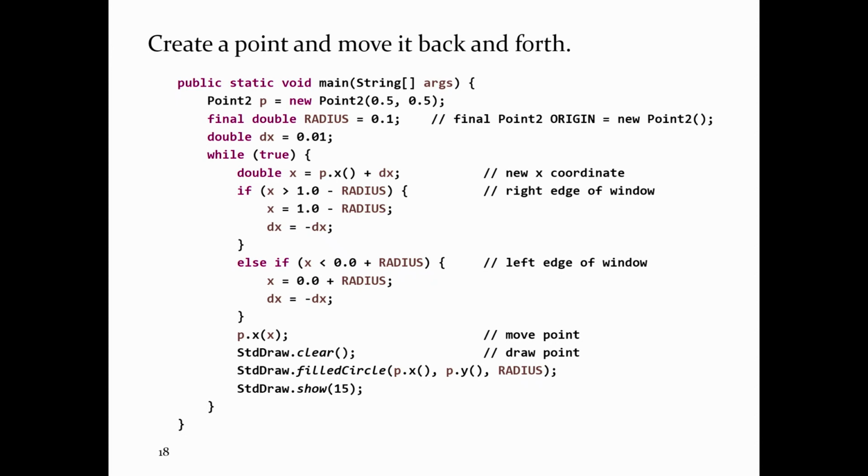Okay, so here's a little program that makes a Point2 object and then moves it around on the screen. So we make a Point2 object. Its coordinates are 0.5 and 0.5.